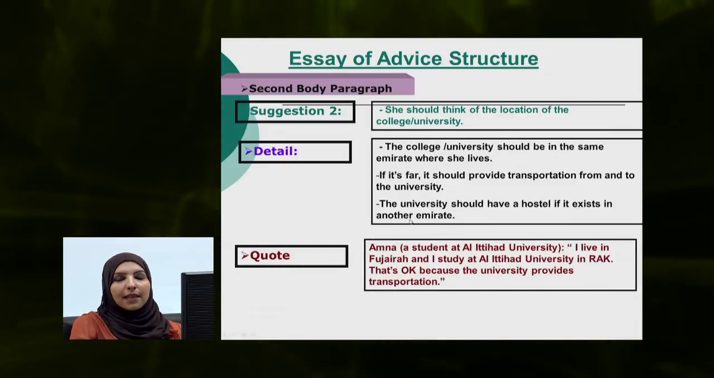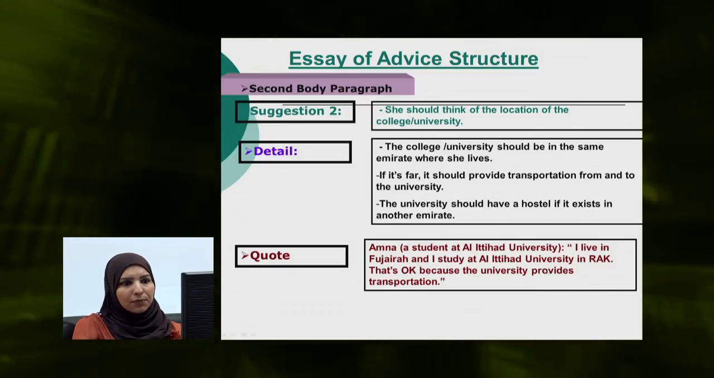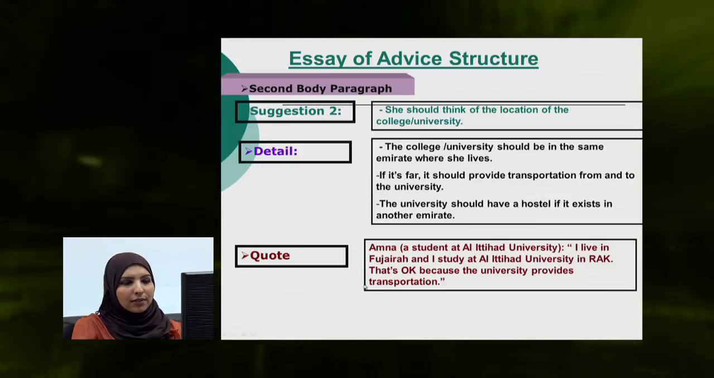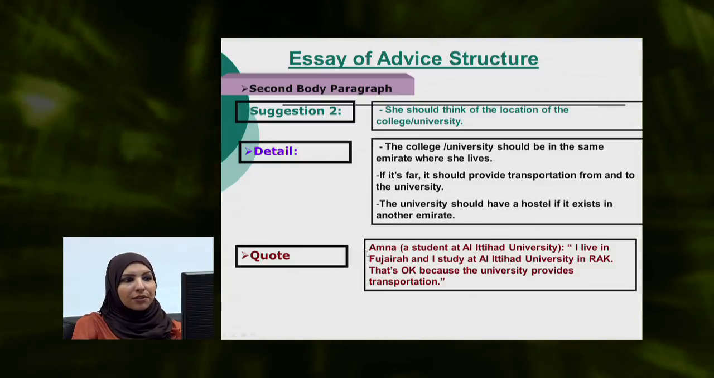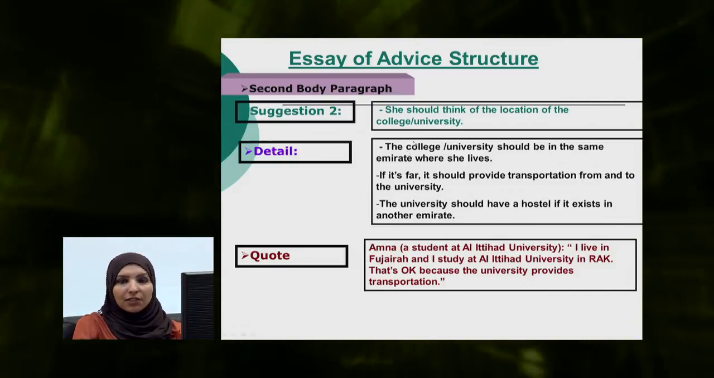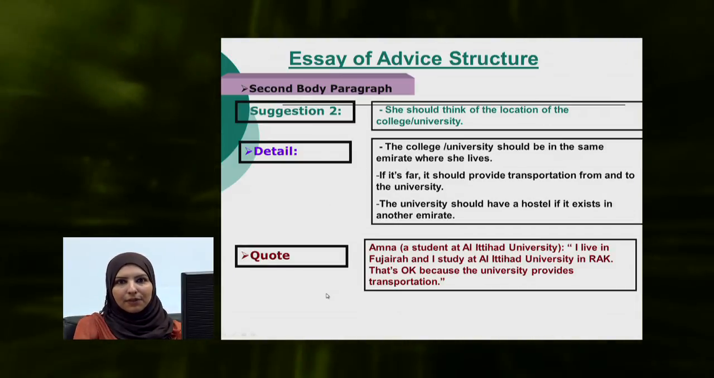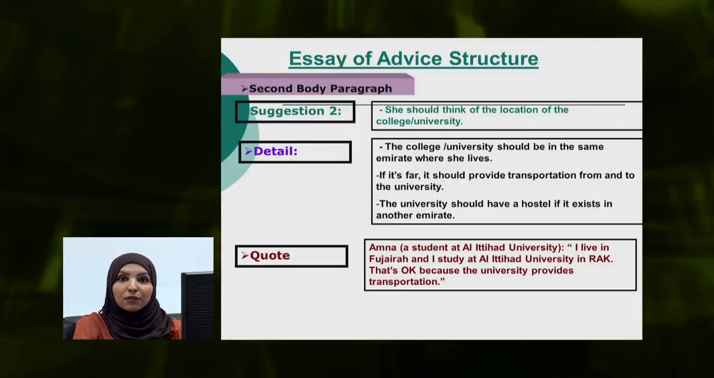The quote that can come here is, Amna, who is a student at Al-Ittihad University, says, I live in Fujairah and I study at Al-Ittihad University in Iraq. That's okay because the university provides transportation. As you see, this quote serves the same suggestion and can make the reader be convinced by your piece of advice.